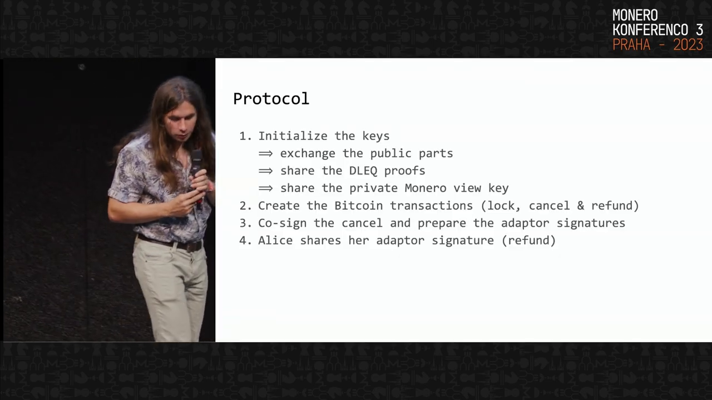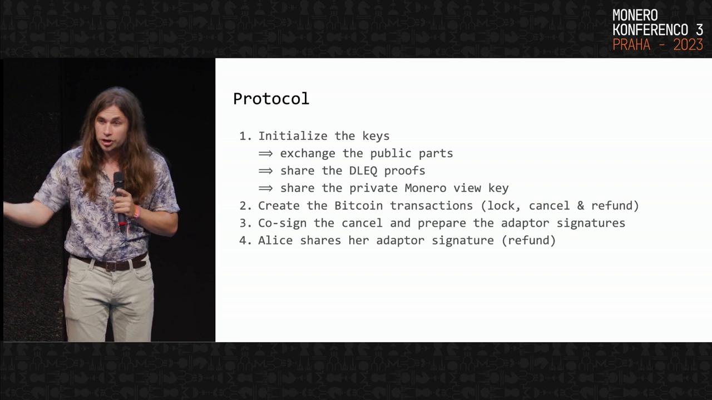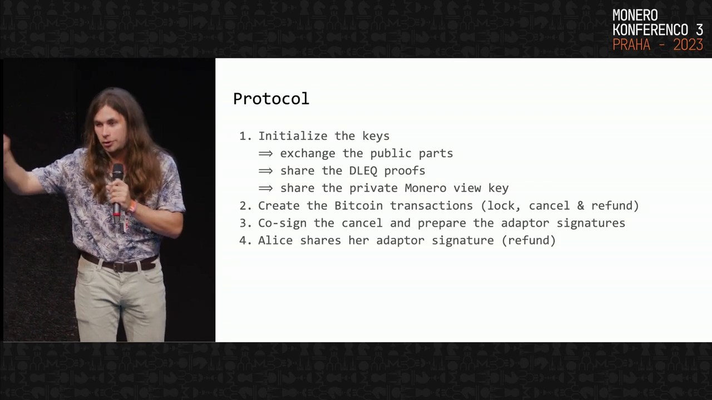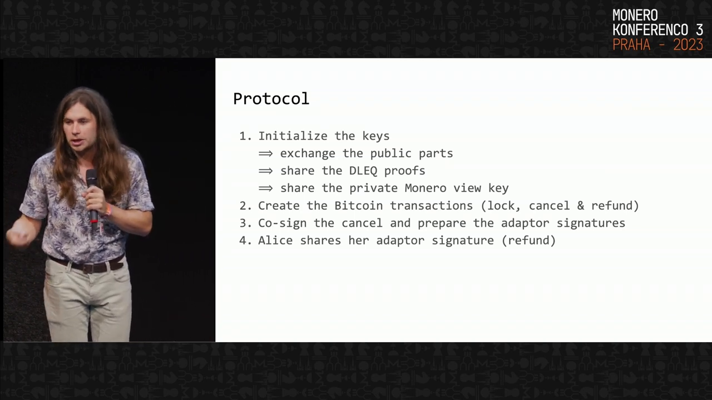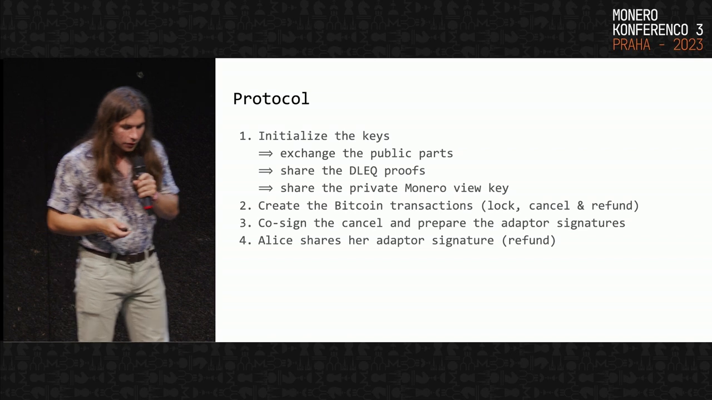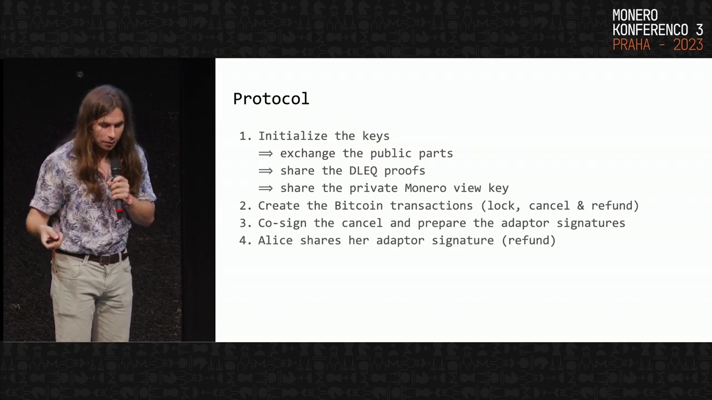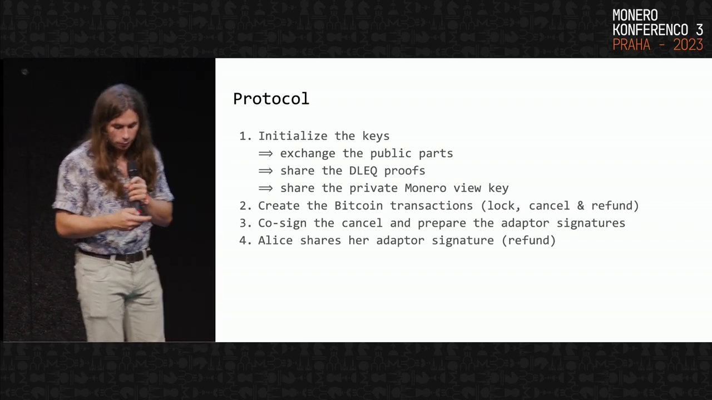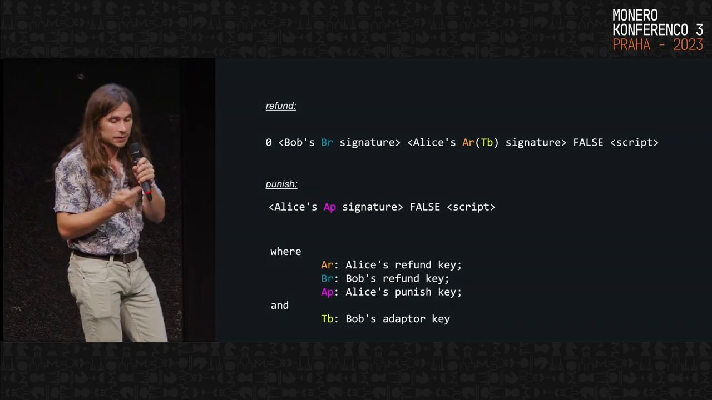Okay, so once we've done that, we follow this protocol before we do the swap. First we initialize these keys and exchange the public representations of them. We share the discrete logarithm equality proofs on both sides to prove to the counterparty that the private key we're going to give them is either going to be used to claim our Monero or refund their Bitcoin, or vice versa. We also have to share the private Monero view keys so we can see whether Alice is funded. Thereafter, we create the Bitcoin transactions, co-signed by both parties, and they share them with one another so that they have these signatures. Then you prepare the adapter signatures, where Alice already shares her adapter signature for the refund with Bob, which uses Bob's adapter key, where he then leaks his private key.